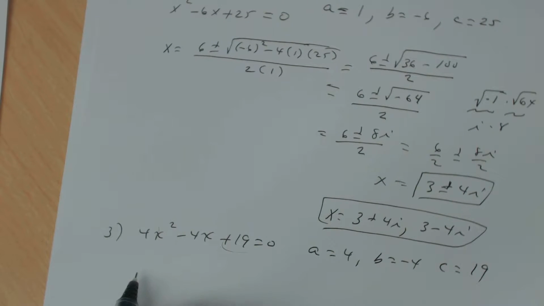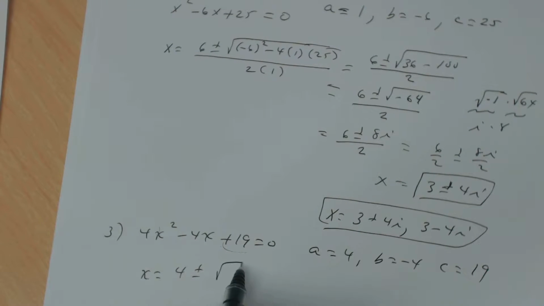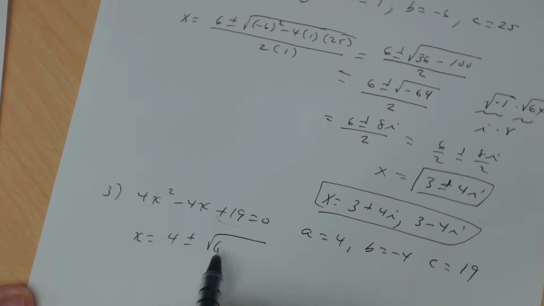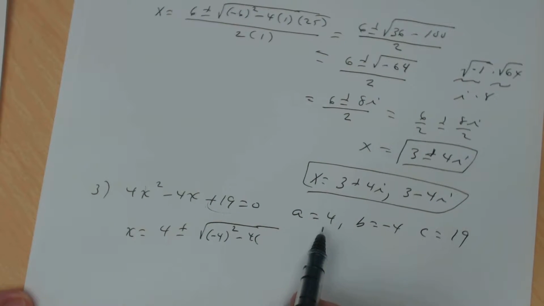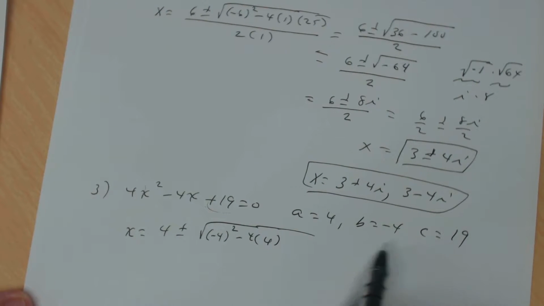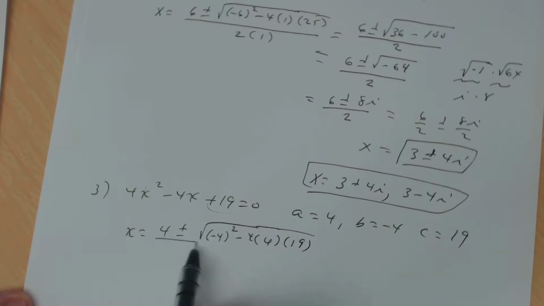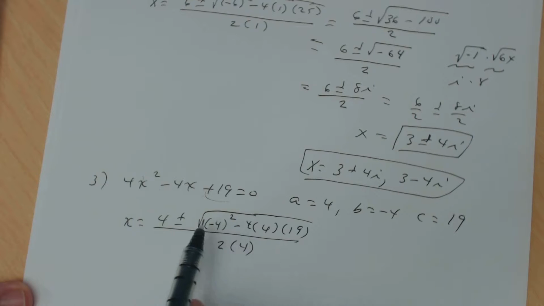Then plug back into your formula, you get x equals. The opposite of -4 is +4, plus or minus the square root of b squared, so that's -4 raised to the second power, minus 4 times a times c, all over 2 times a, and a is 4. So all I do is just plug these values back into the formula.